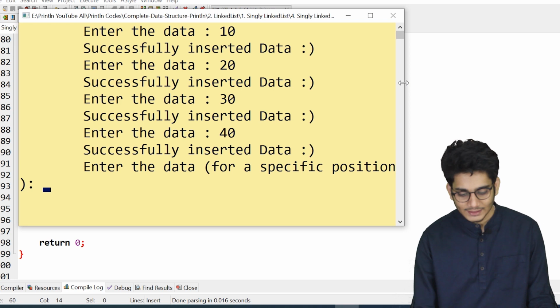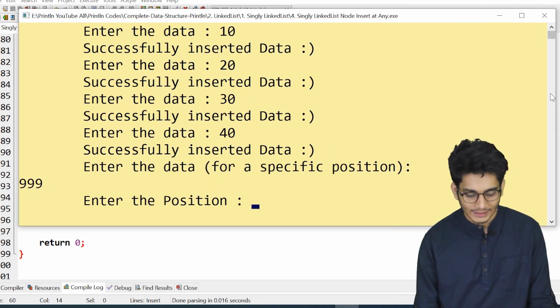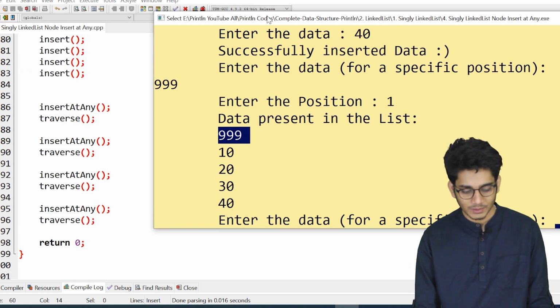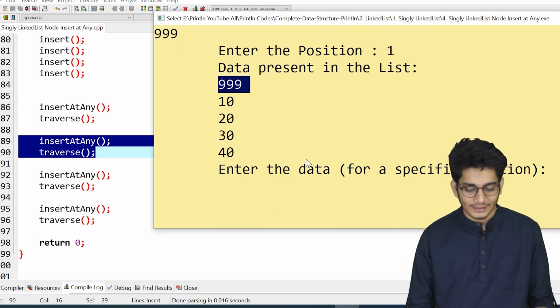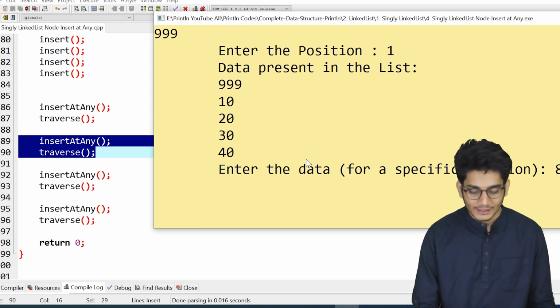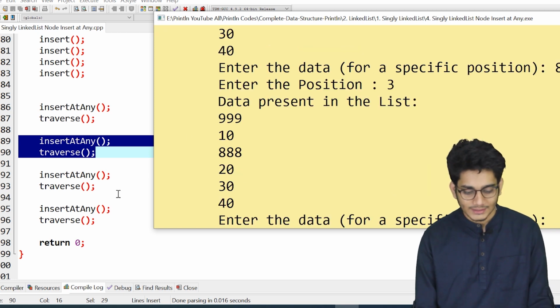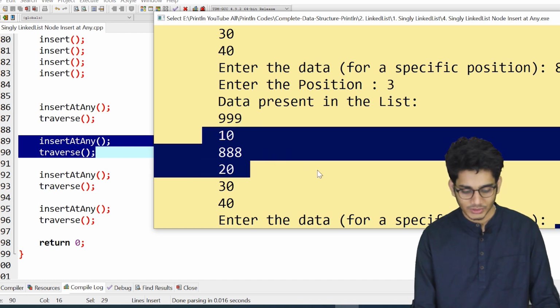Now you can see that it's asking me for inserting any data at a given position. Let's say we'll insert 999 at first position. You can see that we have inserted 999 at first position, and we are again calling these two functions in the 89th and 90th line. Now let's say we'll insert 888 after 10 and before 20, then it will be the third position. Enter. As you can see, we have inserted 888 after 10 and before 20 at the third position.